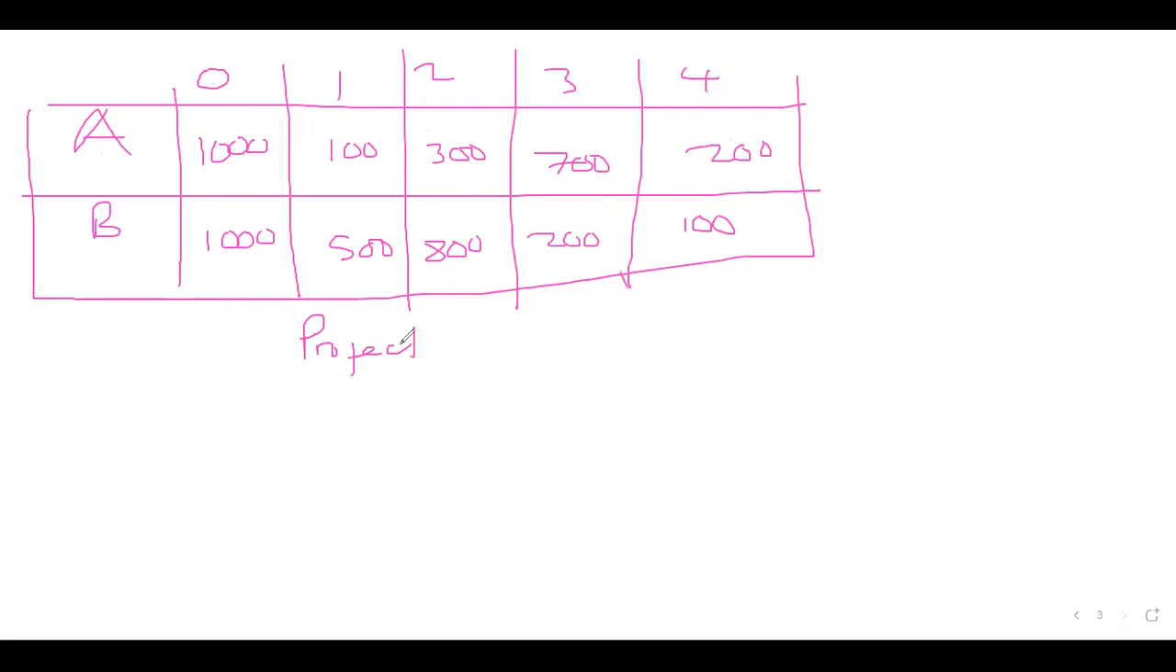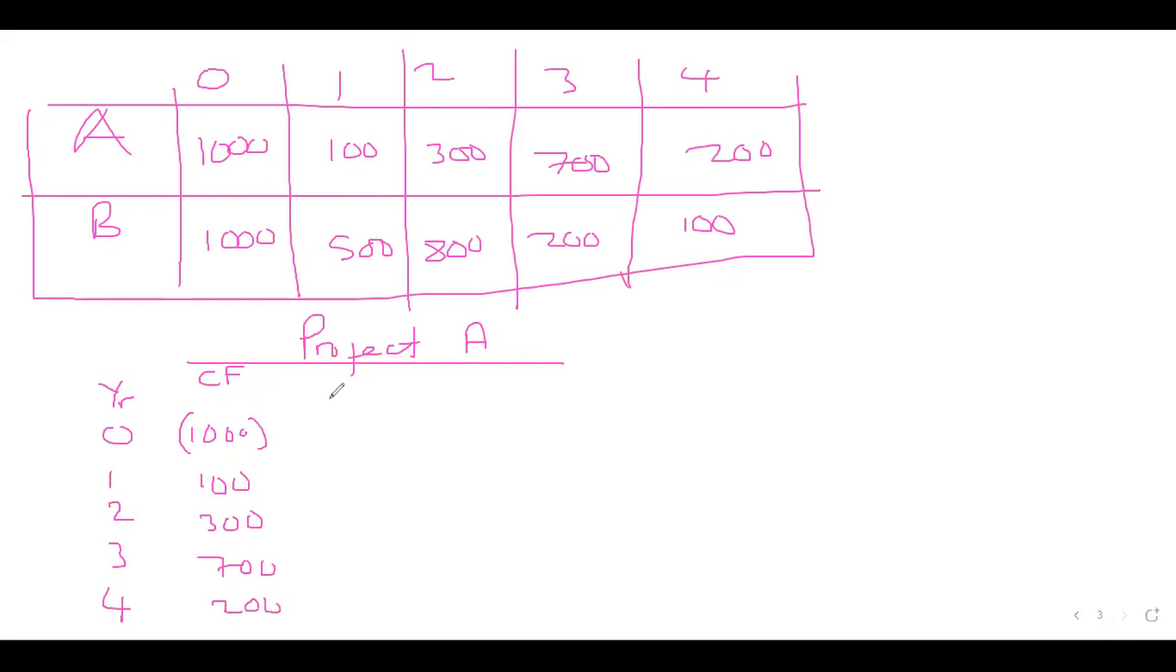So for project A, we're going to compute our what? Cash flows. So we have here 0, 1, 2, 3, 4. Then we have the cash flows. So cash flows here, the initial one we started with is negative 1,000. So here we have 100. And next we have what? 300. And here we have 700. And we have 200. Then we accumulate them.